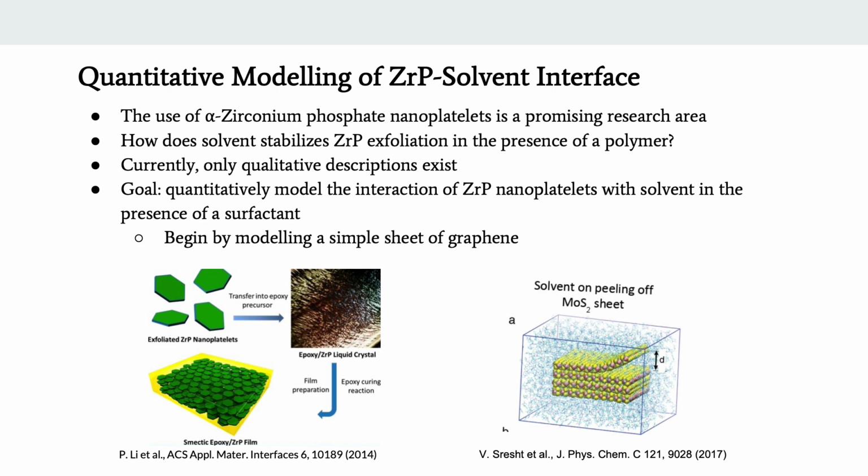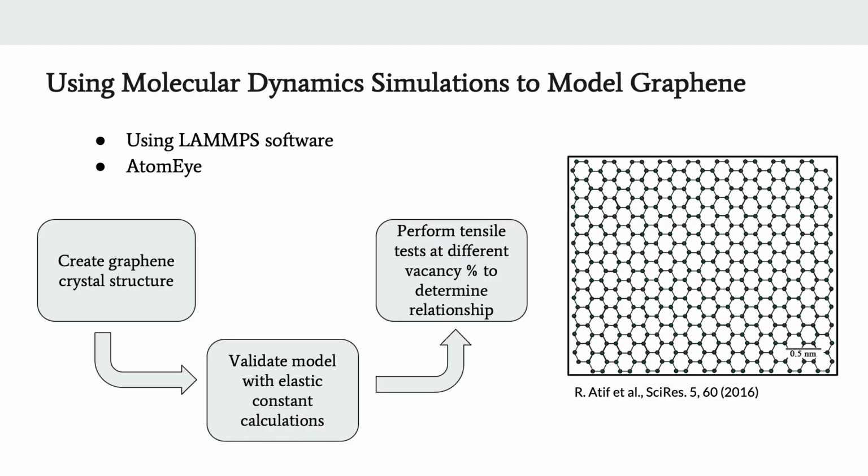However, for the purposes of my project this semester, I began by understanding solvent nanoplatelet interactions via the modeling of a sheet of graphene in a tunable solvent. I did this by using molecular dynamics software simulations to model graphene. So the first step was to create the graphene crystal structure in my LAMMPS simulation, and then I performed elastic constant calculations to validate the model and determine the relationships between defects and Young's modulus.